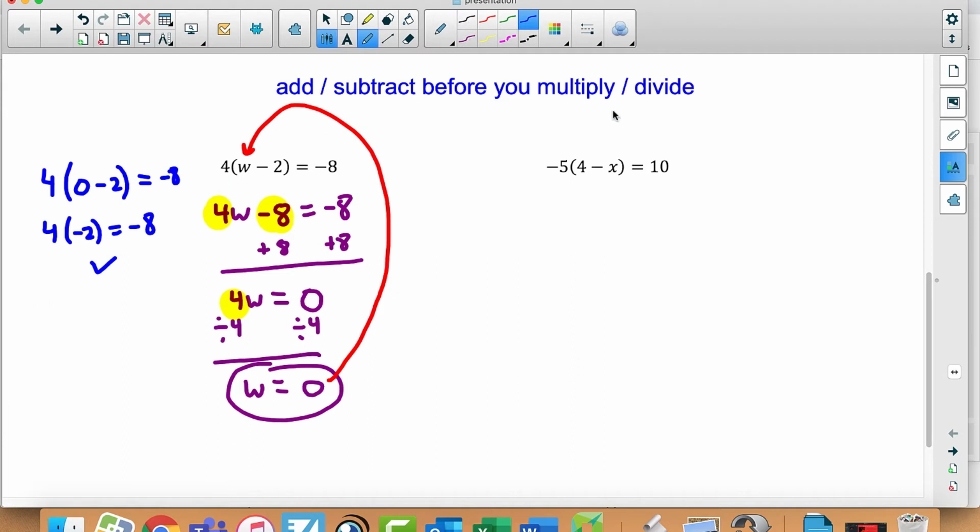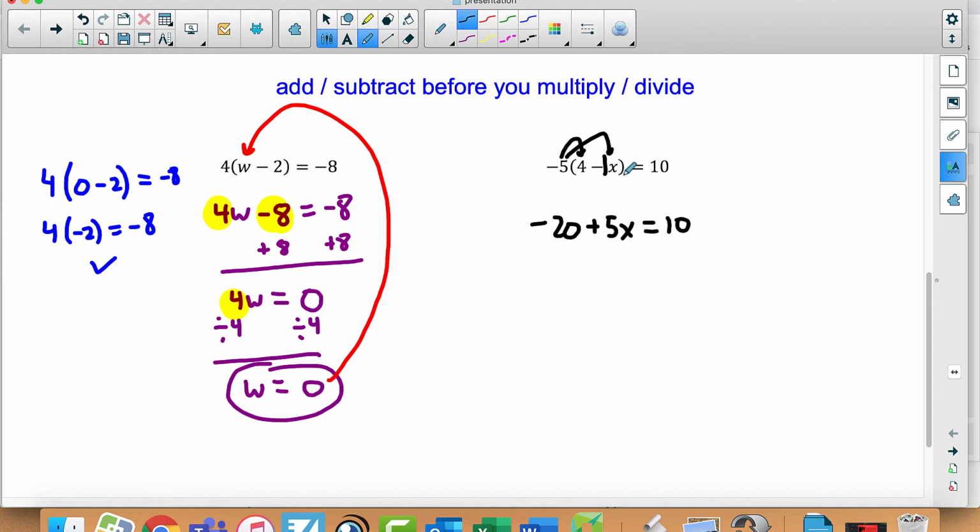Alright, next one. So, got to get rid of those brackets. Multiply, multiply. Use the distributive property. Negative 5 times 4. That's only one negative, so it's going to be negative, and 5 times 4 is 20. Don't write down the sign. Negative times negative is positive. Now write down the sign. 5 times x. Remember, there's a 1 in front here, so it's like 5 times 1. 5x, and it equals 10.